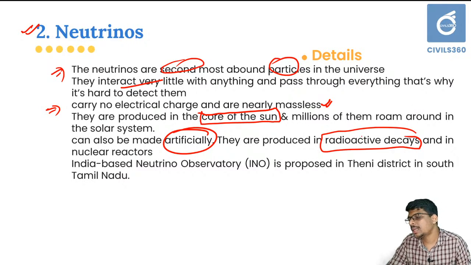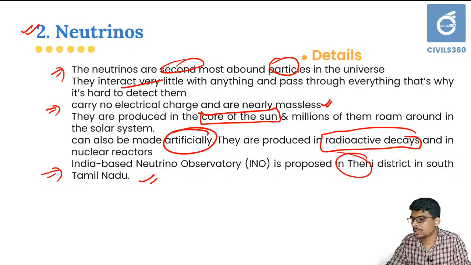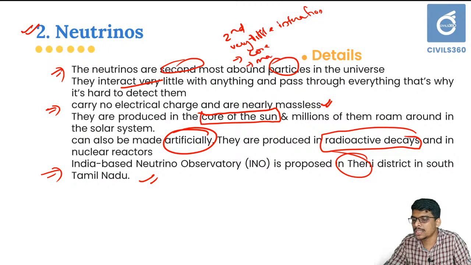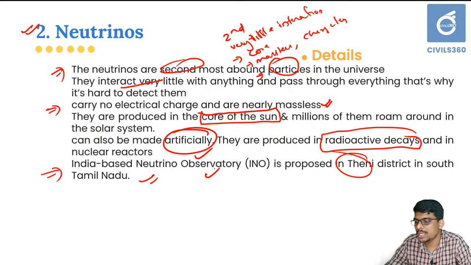Radioactive nuclear reactors. And related to that, in India, an observatory was proposed in Theni district of Tamil Nadu. That is nice. Neutrinos are the second most abundant particles. They interact very little with anybody. They are almost massless and chargeless. They can be made artificially, and in India we are proposing the India-based Neutrino Observatory in Theni district.